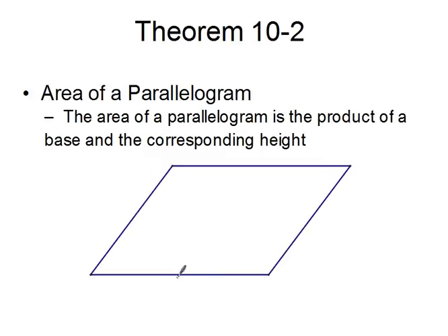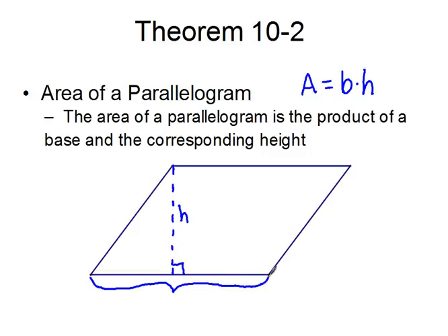Area of a parallelogram. A parallelogram and a rectangle are really similar. A rectangle is a parallelogram. So it's still the product of the base and the height. So area equals base times height. But the height has to be perpendicular to the base. So a lot of times you'll see a parallelogram have a dashed line for its height, and then the base will be the side that the height is perpendicular to.